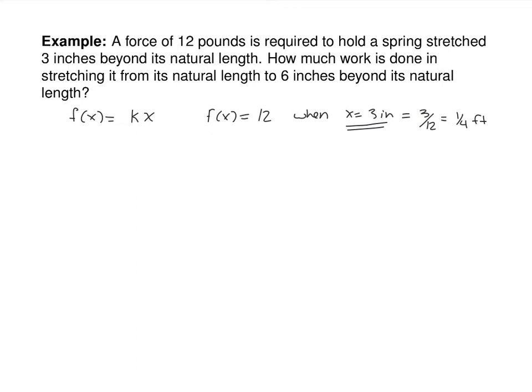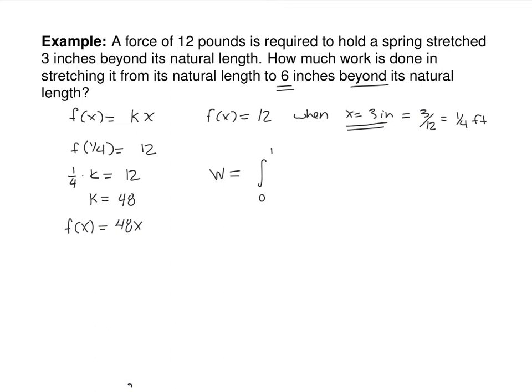So using the fact that our force is 12 pounds when we are 1/4 foot away, we know that f of 1/4 has to equal 12, or 1/4 times k has to equal 12. Therefore, k is 48, and our force equation is 48x. Then we add up all the forces, the work done. So to stretch it 6 inches beyond its natural length means we start at 0, we end at 1/2 because we've changed our units to be feet, and we integrate 48x. So add up all of those forces and we get the work. So 48 divided by 2 is 24. So that's 24 times 1/4, or 6. And the units here would be foot-pounds.